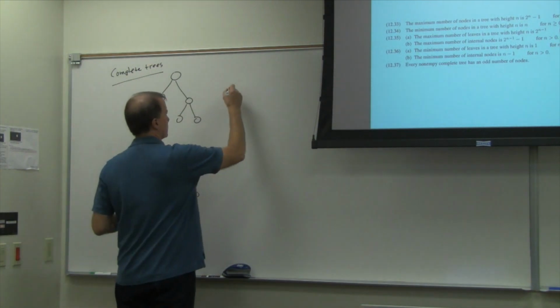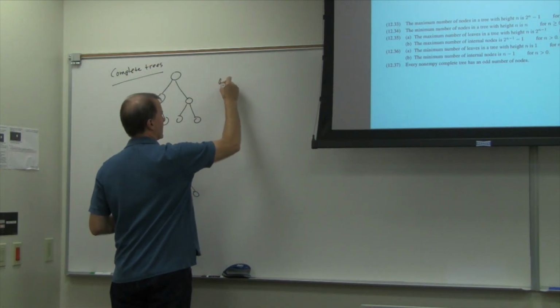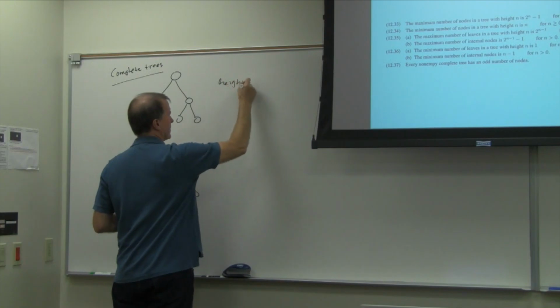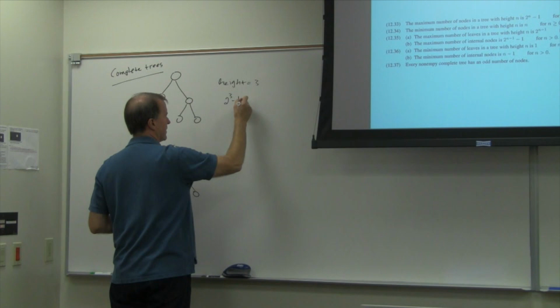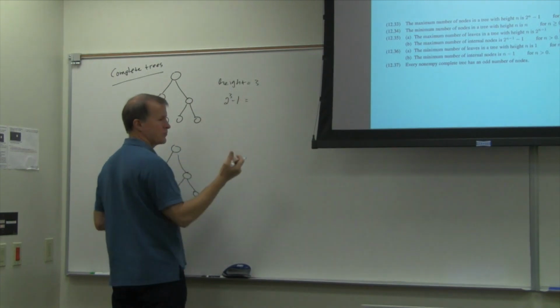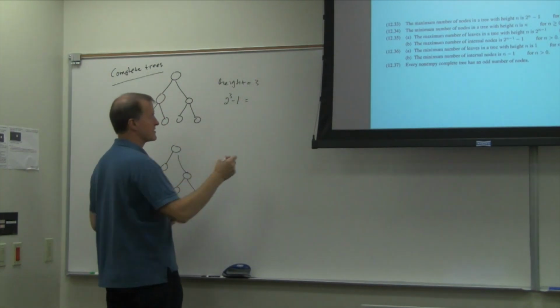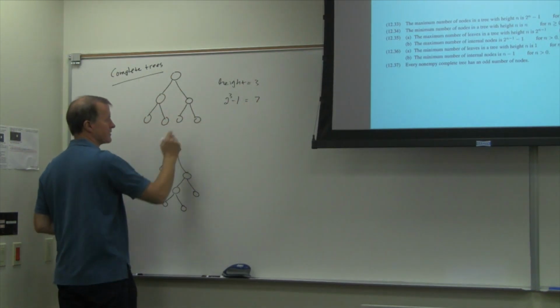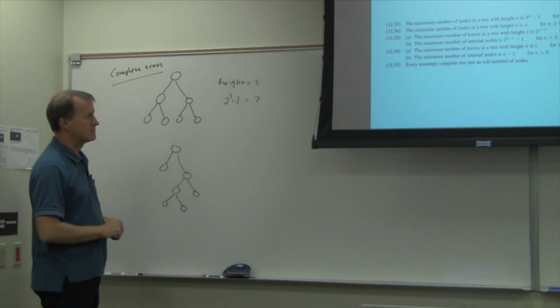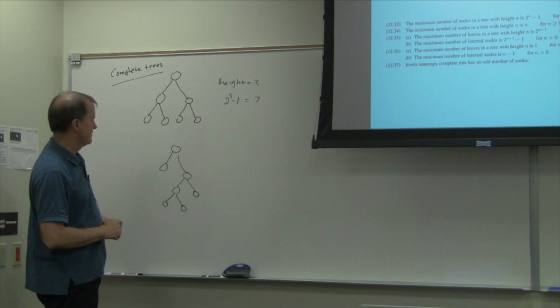So here height equals 3. 2 to the 3 minus 1 is 2, 4, 8 minus 1 is 7. And we have 1, 2, 3, 4, 5, 6, 7. And you couldn't have any more in a tree with that height.